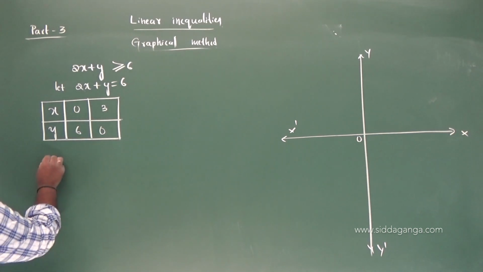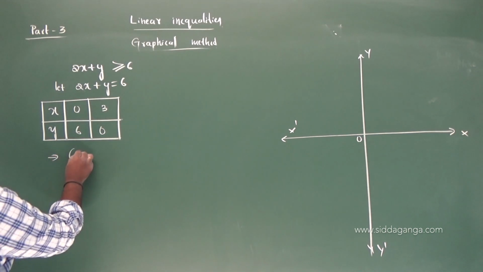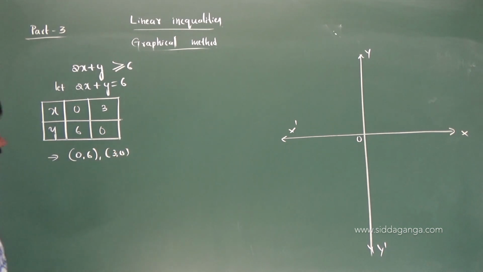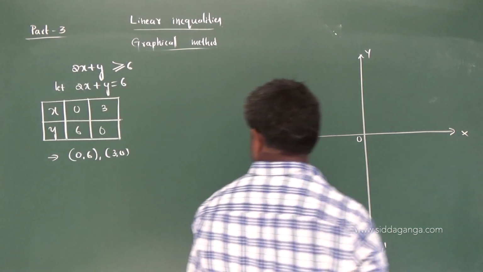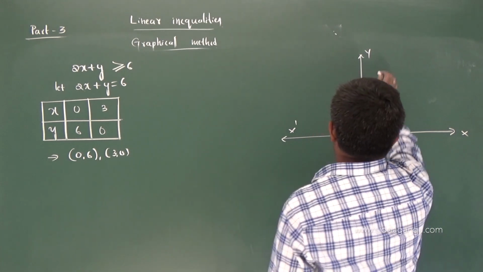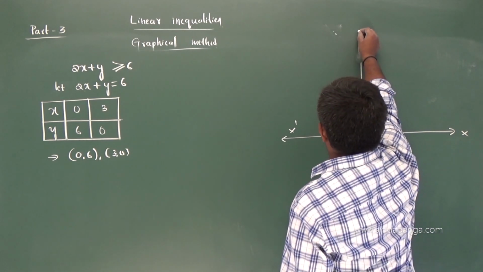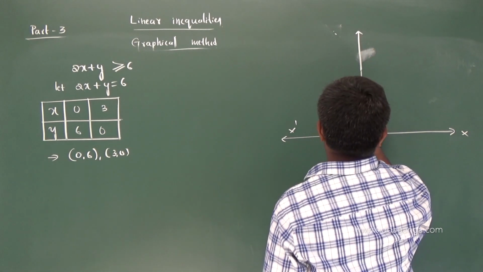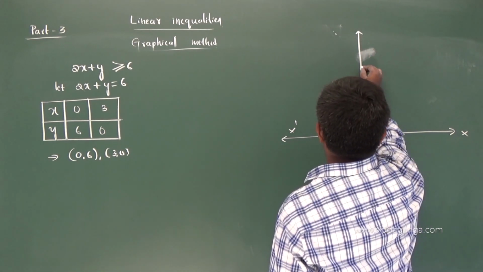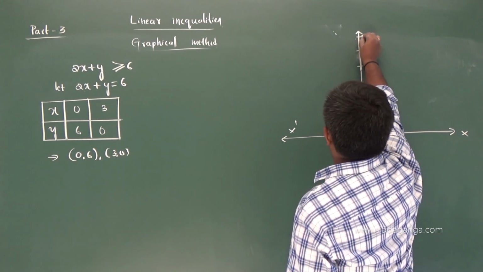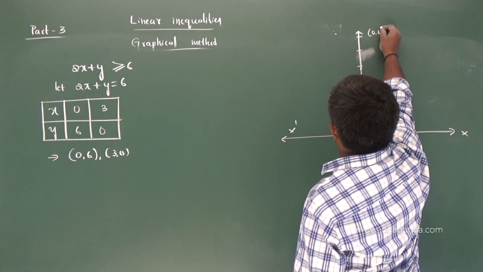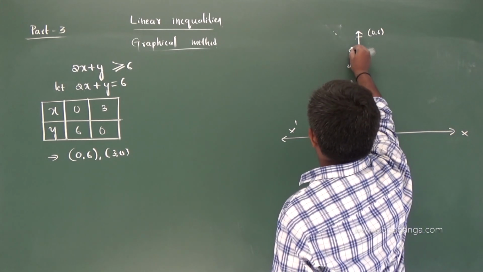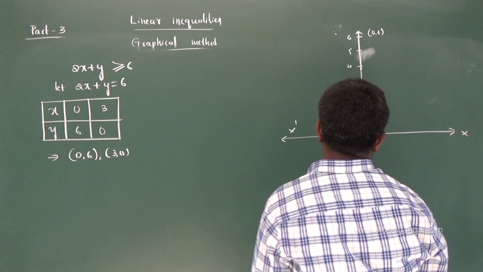So this is a line passing through 0, 6 and 3, 0. We require these 2 points: 0, 6 and 3, 0.